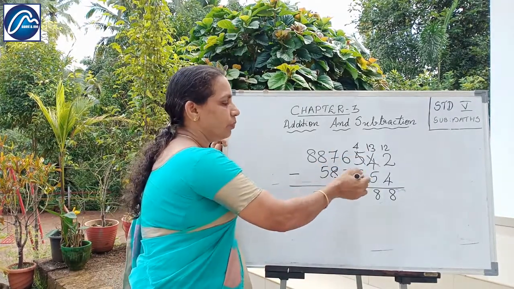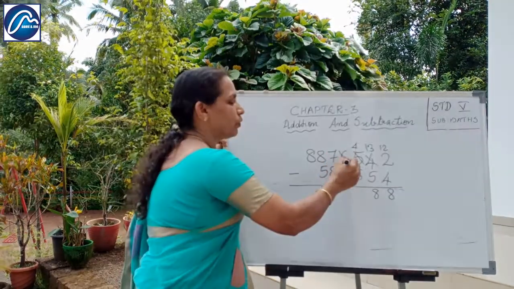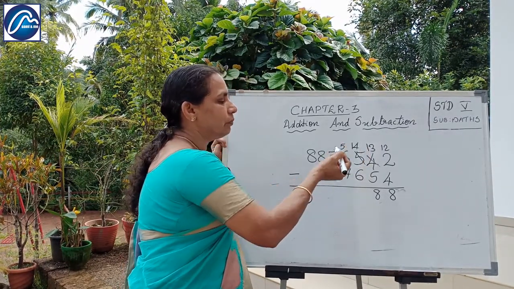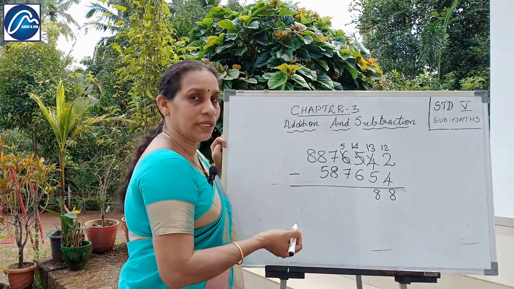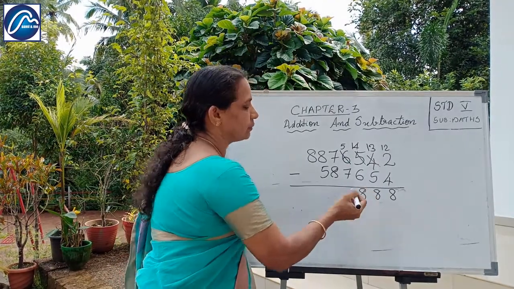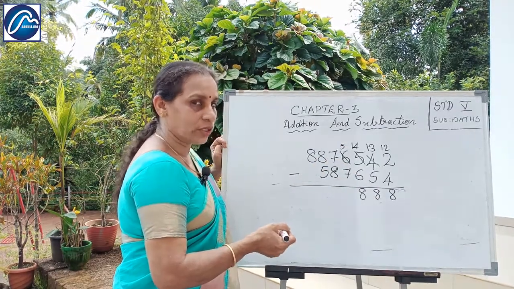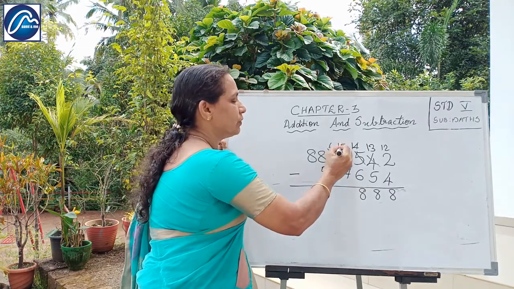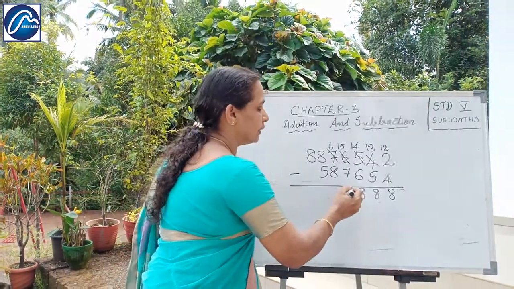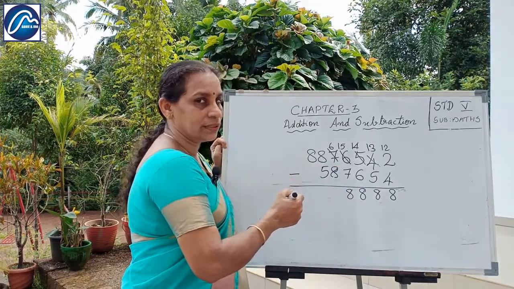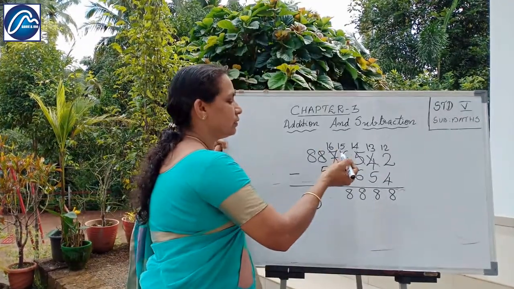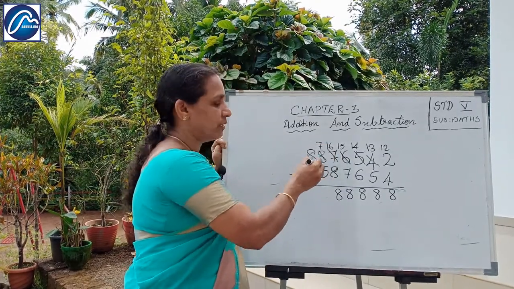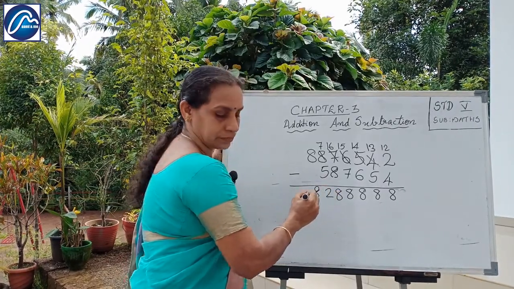No. 4 minus 6. It is not possible. So we are borrowing 1 from here and it will become 5 and it will become 14. 14 minus 6. Again 8. 5 minus 7. That's not possible. So 6 we are writing and it is 15. 15 minus 7. 8. And 6 minus 8. Is it possible? No. So 16. 16 minus 8. 8. And it is 7. 7 minus 5 is 2.